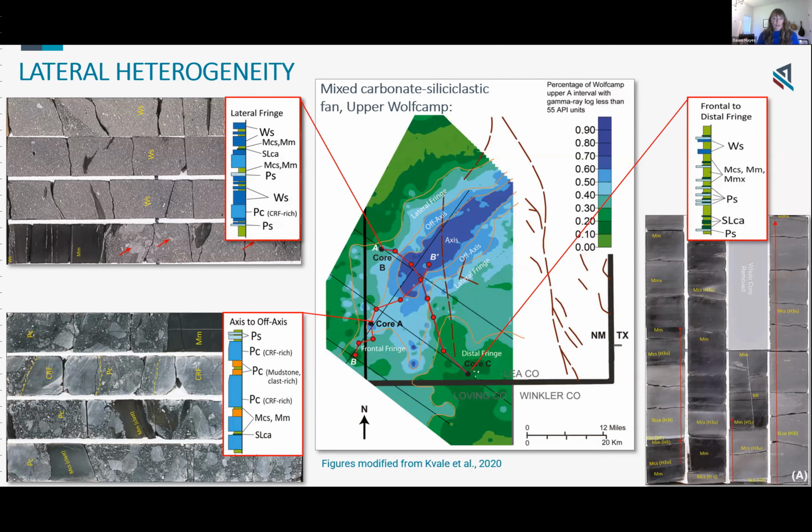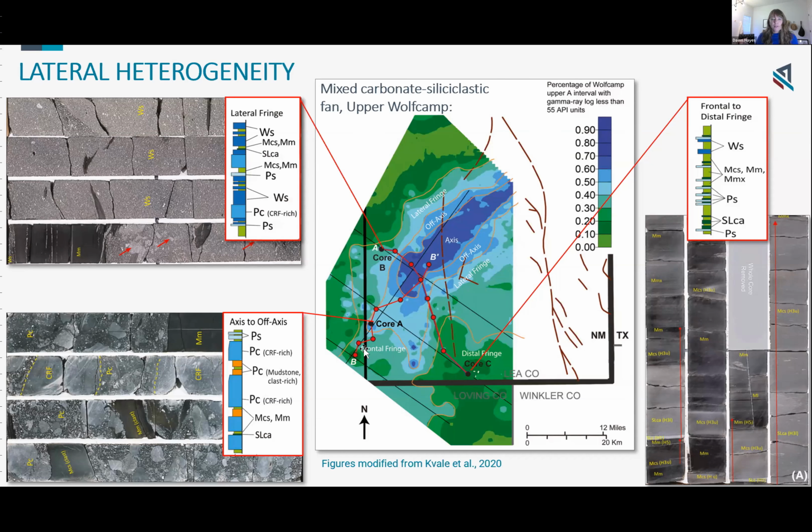So the amount of carbonate changes, but it's not just the amount of carbonate that changes from one part of the fan to the other. It's actually the type of sediment. So if you were to go and take a core, which these guys in this study did, from different parts of the fan, you would find very different rock types.